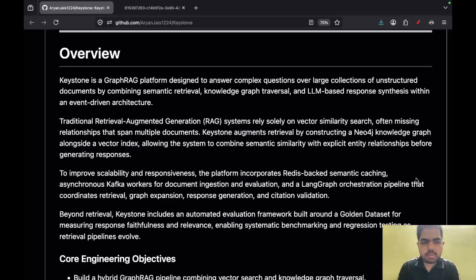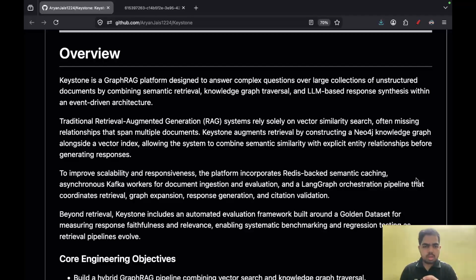The overview of the project is that Keystone is a graph platform designed to answer complex questions over a large collection of unstructured documents by combining semantic retrieval, knowledge graph traversal, and LLM-based response synthesis within an event-driven architecture. Traditional RAG systems depended solely on vector similarity search, often missing the relationships that span across various documents.